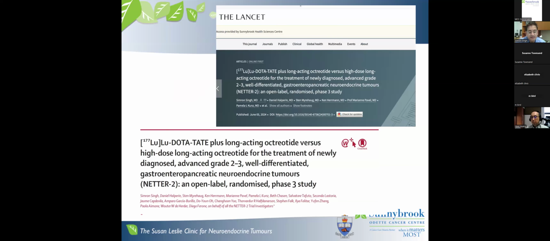So really, this study here, which we're really proud has been led by Sunnybrook. So you could see here, Sten, myself, our whole clinical trials team. We were the global leaders in this study. It's called the NETTER-2 study. It just got published in Lancet last week. So this is really a great achievement for Sunnybrook overall.